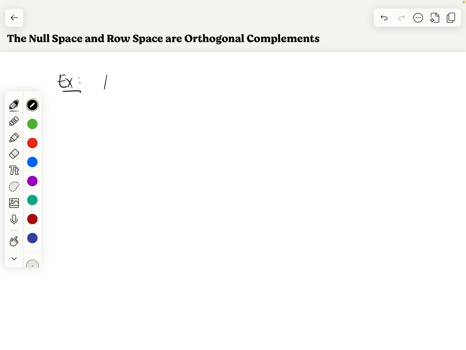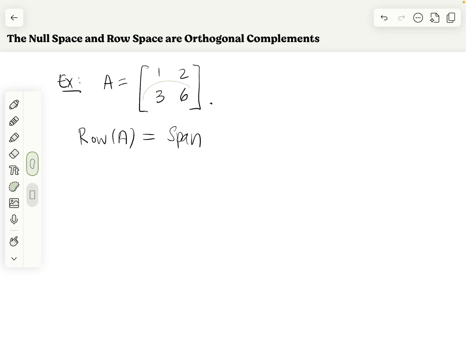So let's say you have this matrix A, this 2 by 2 matrix, where the first row is 1, 2, and the second row is 3, 6. Now what's the row space? Let's figure out what the row space and null space of this matrix are. So the row space of A is the span of the rows. Well, I have these two rows, 1, 2, and 3, 6, right? So the row space of A is the span of 1, 2, and 3, 6.